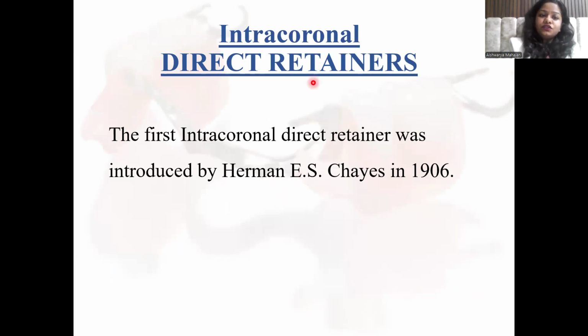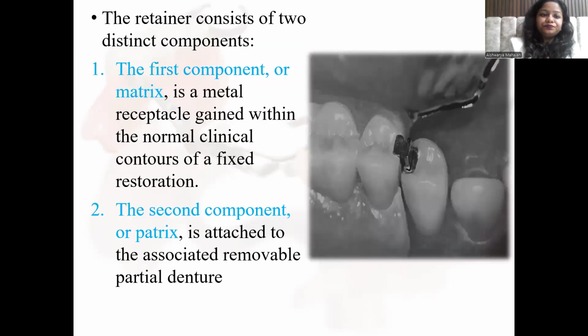So starting with the intracoronal direct retainers, these were first introduced by Herman E.S. Chayes in 1906. The retainer consists of two distinct components. The first component, which is known as the matrix, is a metal receptacle contained within the normal clinical contours of a fixed restoration. And the second component is the patrix, which is attached to the associated removable partial denture.